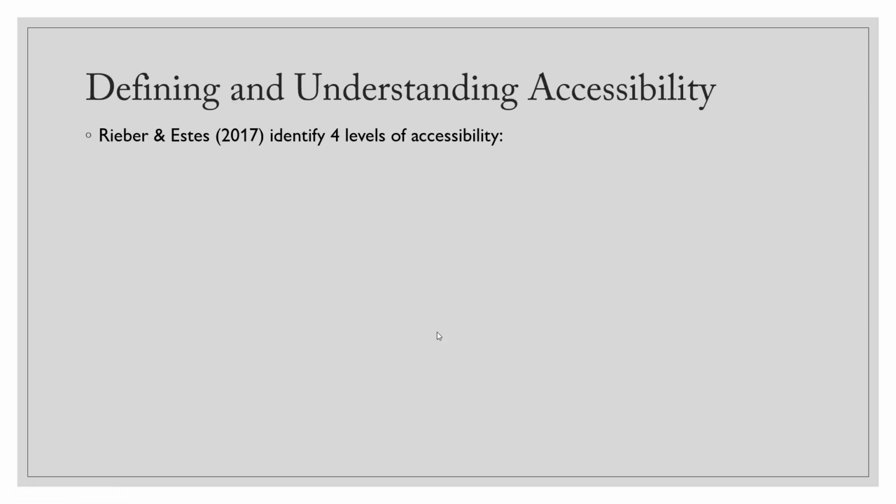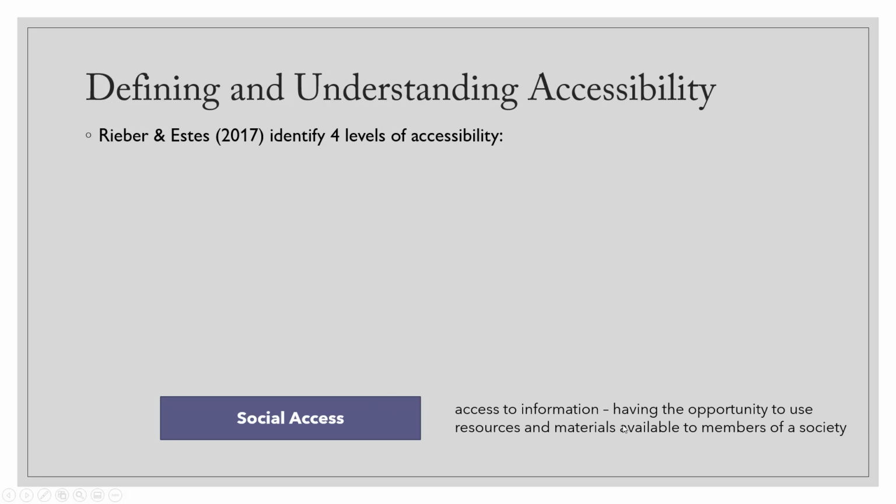Anyway, let's get to a learning definition of accessibility. So Rayburn asked us to identify 4 levels of accessibility. They talk about social access, which means access to information and opportunities to use resources and materials available to members of a society.